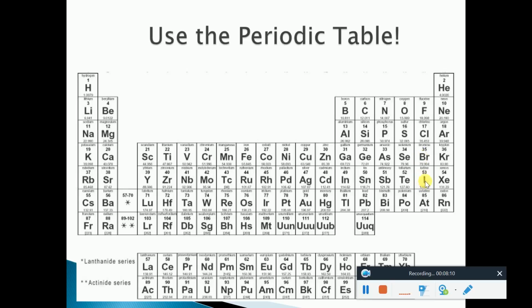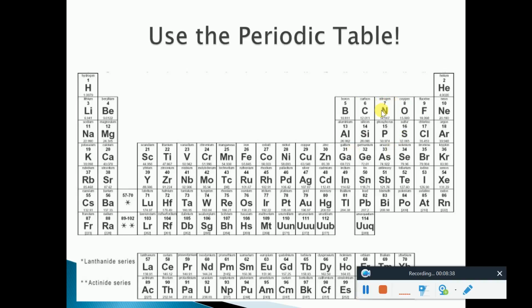So that would make iodine the more acidic one, due to the element effect. The longer bond length is going to be the weaker bond, and that's going to make that acid stronger. But then let's also compare nitrogen and oxygen.